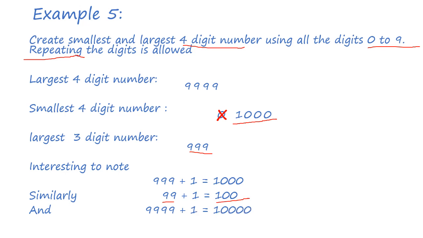And 9,999 plus 1 is 10,000. So 9,999 is the largest 4-digit number and 10,000 is the smallest 5-digit number. So there is an interesting relation between the largest 4-digit number and the smallest 5-digit number, and the largest 3-digit number and the smallest 4-digit number. So let's continue with this in the next slide.